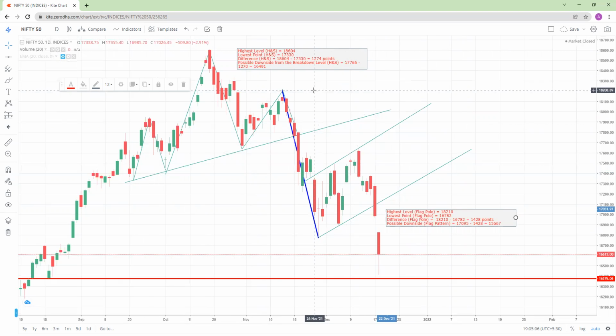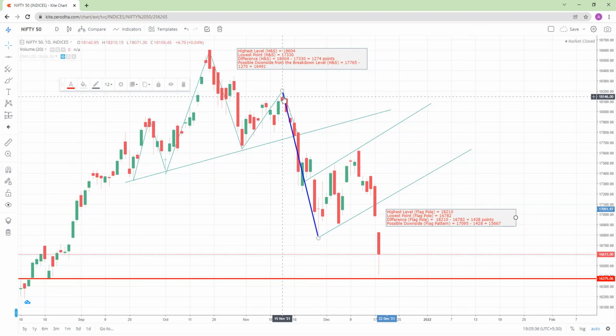In case of a flag pattern, we need to find two values: one is the upper value of the pole and the second one is the lower value of the pole. Because it is an inverted pattern, I will take this as upper and this as low. Otherwise it will create confusion in your mind. So the upper value of the pole, as we have mentioned, is 18,210. You can see here.